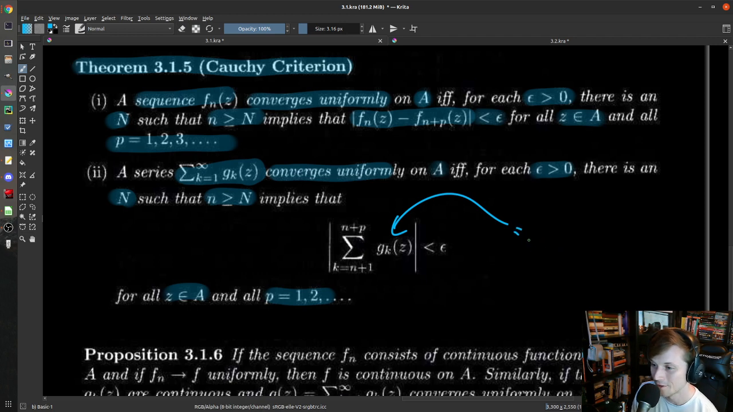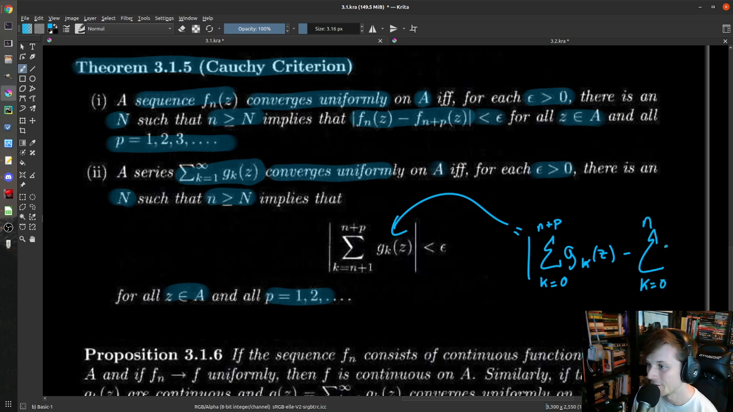is equal to the sum from k equals 0 to n plus p of g_k(z) minus the sum from k equals 0 to n of g_k(z), right? And notice, since we're in modulus, we could flip these two around and you would just get the same thing right up here. Okay, so the second one is just the series restatement of the first one.